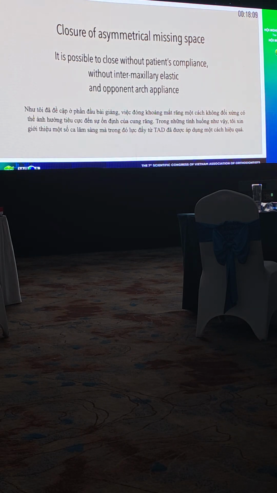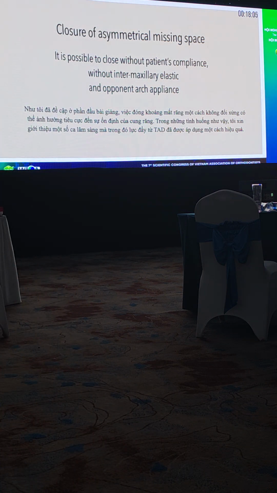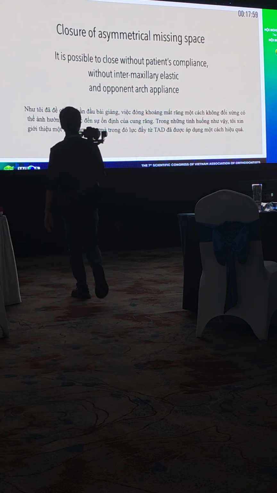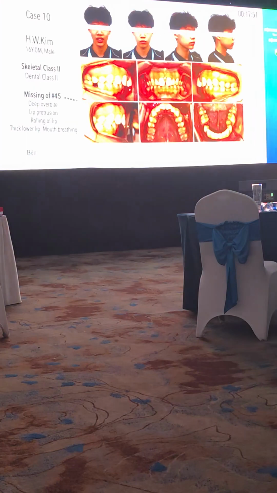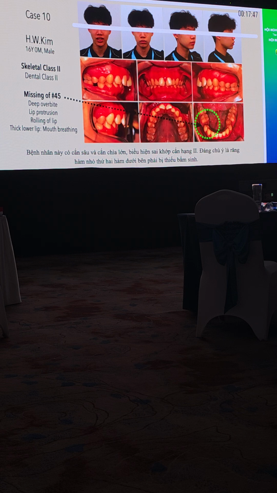As I mentioned at the beginning of the lecture, treatment that crosses space asymmetrically can negatively impact the stability of the dentition. In such scenarios, I'd like to present a case where the TAD-supported pushing force has been applied effectively. This patient presents with deep overbite and overjet, exhibiting class 2 occlusion. Notably, the mandibular right second premolar was congenitally absent.